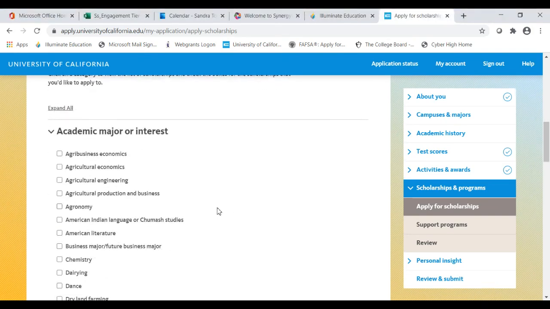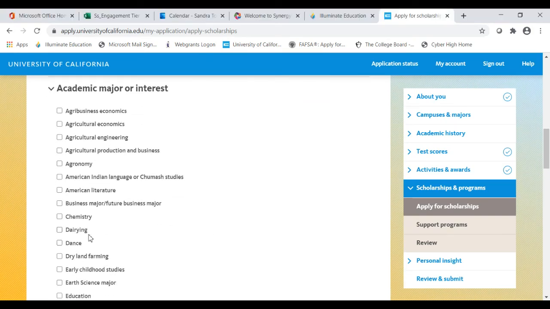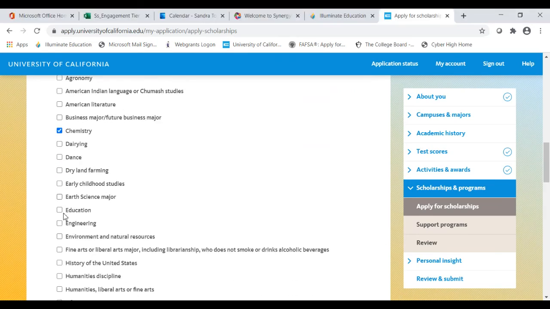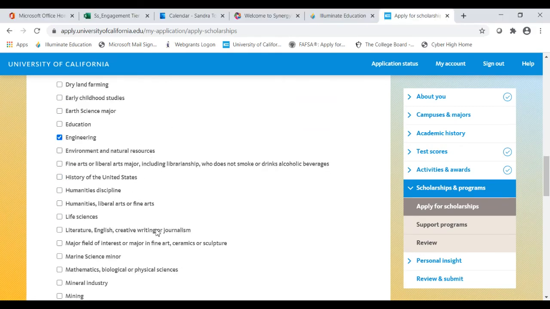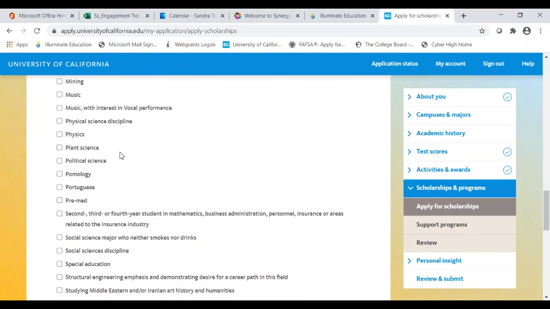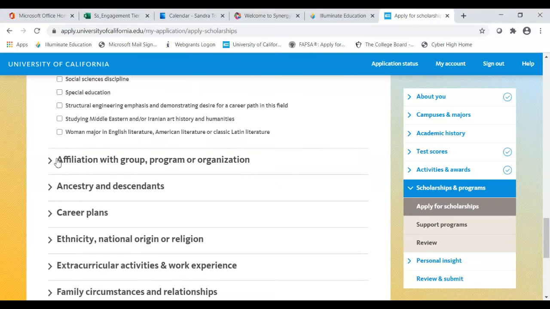For example, if you're going to be a chemistry major, click on that. Or if you're going to be in education, click on that. Well, I want to be a teacher in chemistry, so then you're clicking on both. Or not in education, but chemistry and engineering, you click on that. So this is academic things you're interested in. Click on everything you may be interested in or your major.